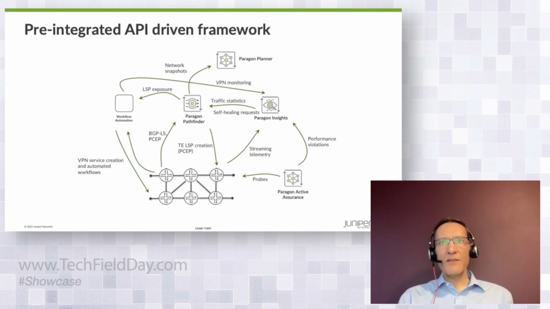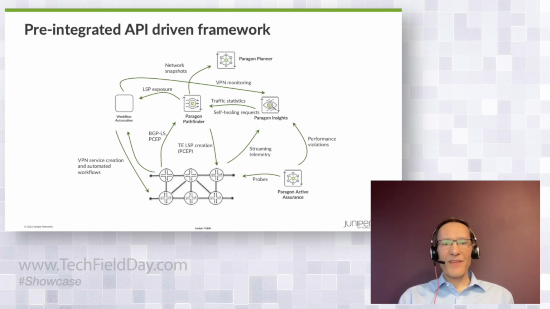Now, Paragon Insights is receiving streaming telemetry from the network in order that it can ascertain the health of network elements. For automatic remediation, it can send requests to Paragon Pathfinder to create a maintenance on a faulty network element. Pathfinder can expose meshes of traffic engineered LSPs, and so you can choose to map a VPN to a particular flavor of LSPs. For example, if you have a VPN that needs low latency service, you can map it onto the minimum latency mesh of LSPs. Paragon Active Assurance is sending probes through the network in order to ascertain the performance between different endpoints, as we heard.